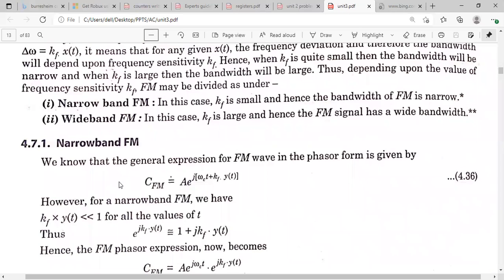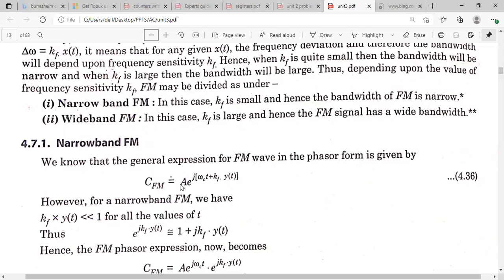And we know the standard expression for the FM wave in the complex function, you can write it like this. We know that y of t is nothing but the integral from 0 to t of x of t into dt, that is y of t. Here KF is a very small value, for example less than 1. So KF into y of t also should be less than 1. So if KF is a small value, the factor KF into y of t is also very much less than 1.